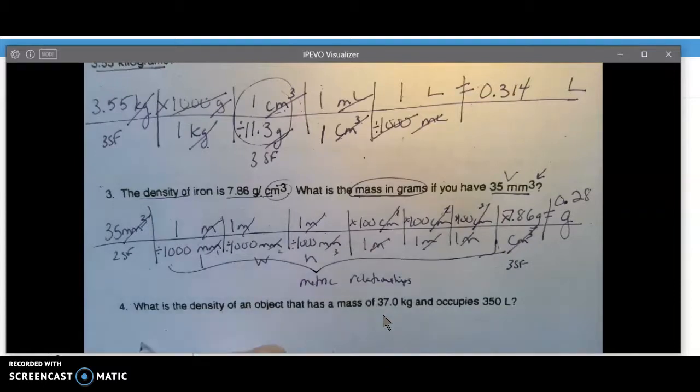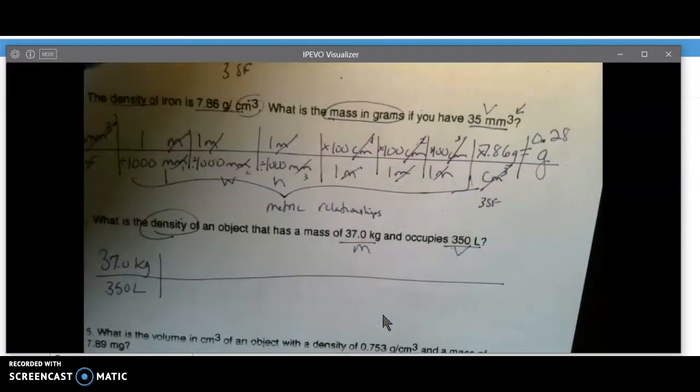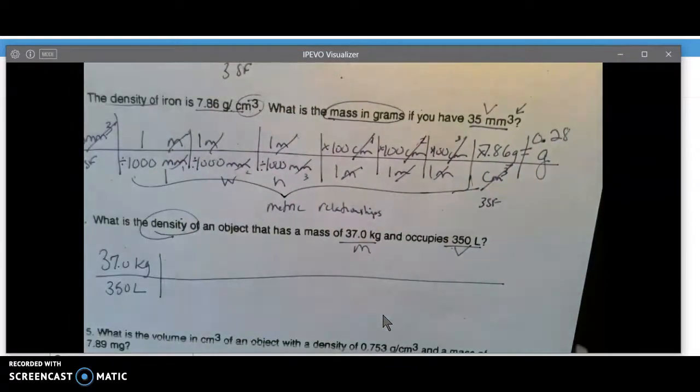All right, then number 4, I have 37 kilograms. I'm trying to find density, and 350 liters. So I have my mass and my volume. So I am going to set this up as a bridge problem, but kind of plugging in the equation. So my mass over volume, so I'm going to put the mass on the top, the volume on the bottom. And then density is either grams per cubic centimeter or grams per milliliter. So since this one is already in liters, I'm going to go ahead and go grams per milliliter.